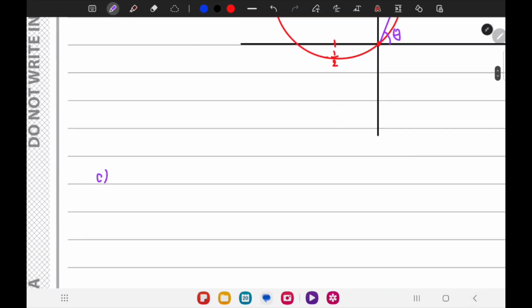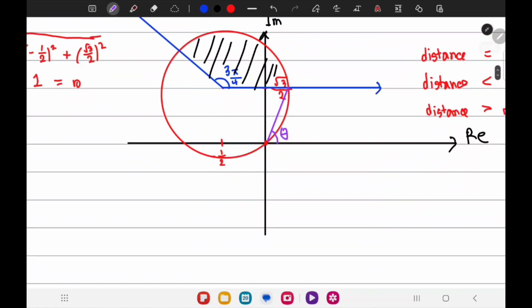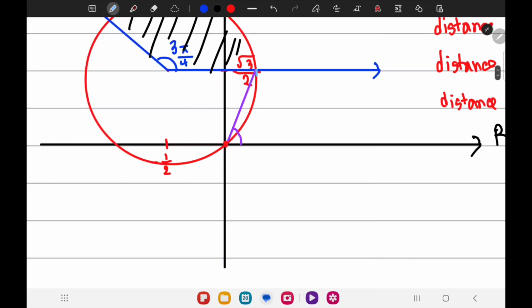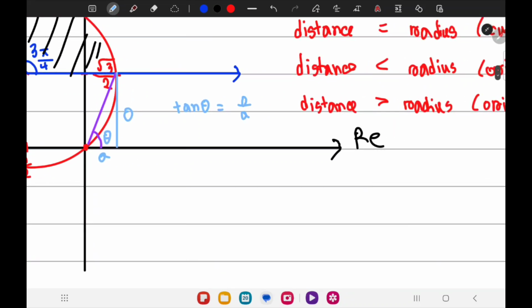So moving to part C. Now to find this theta, all I need is this height and this base. After that I can just use tan theta equals height by base. Since I'm using this as theta, I'll just take this as opposite and this as adjacent. Tan theta is opposite by adjacent.